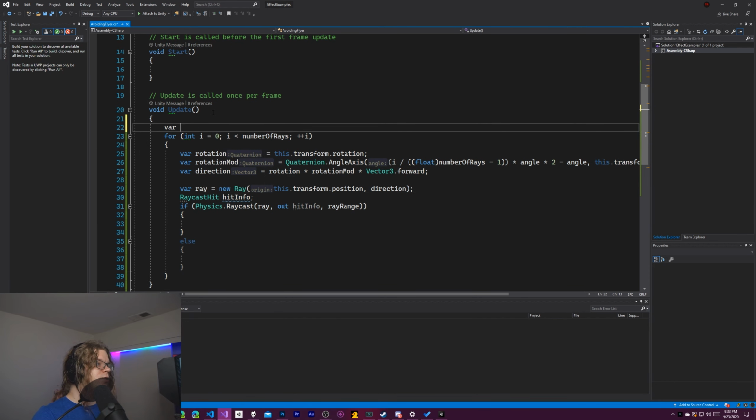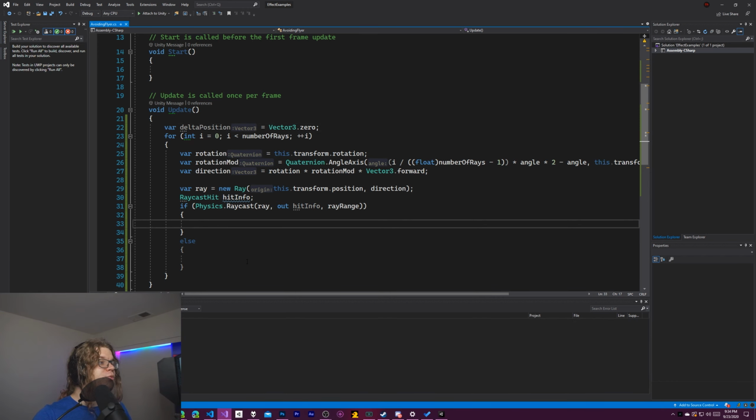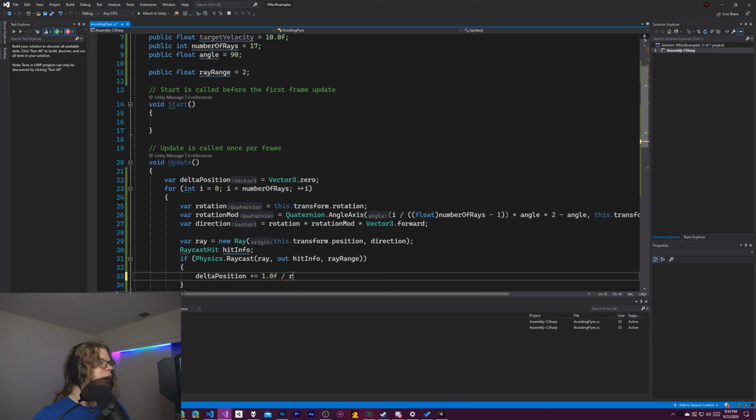What we're going to do though is store a var flyerMovement. Let's do deltaPosition equals Vector3.zero. So there's no delta position or no movement initially, but if we collide with something, we want to do deltaPosition plus equals 1.0f divided by our number of rays times the target velocity.